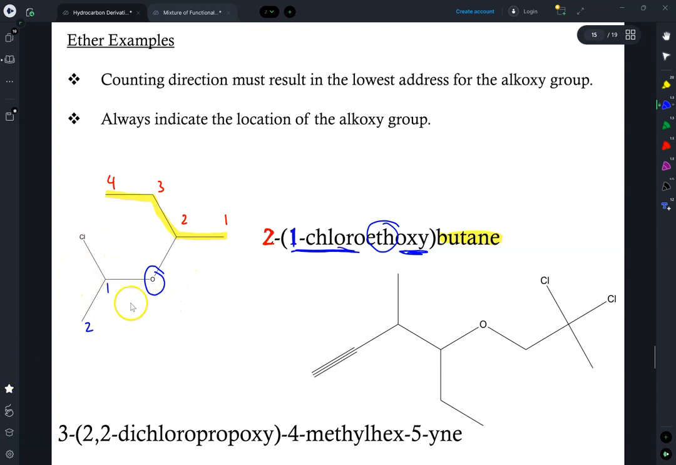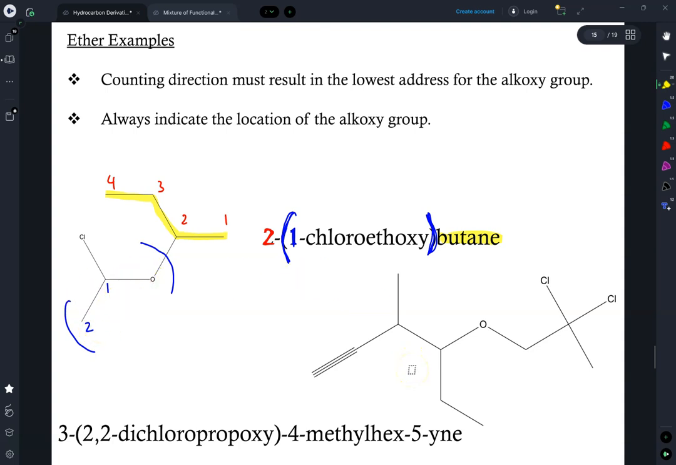To help differentiate between this number 1 and this number 2 versus the red number 1, red number 2, which 2 are we discussing, which number 1 are we discussing, we use brackets. Everything outside the bracket is for the parent chain in red, while everything inside the bracket is for the branch in blue. Alright, so this bracketed area represents this alkoxy group branch here.